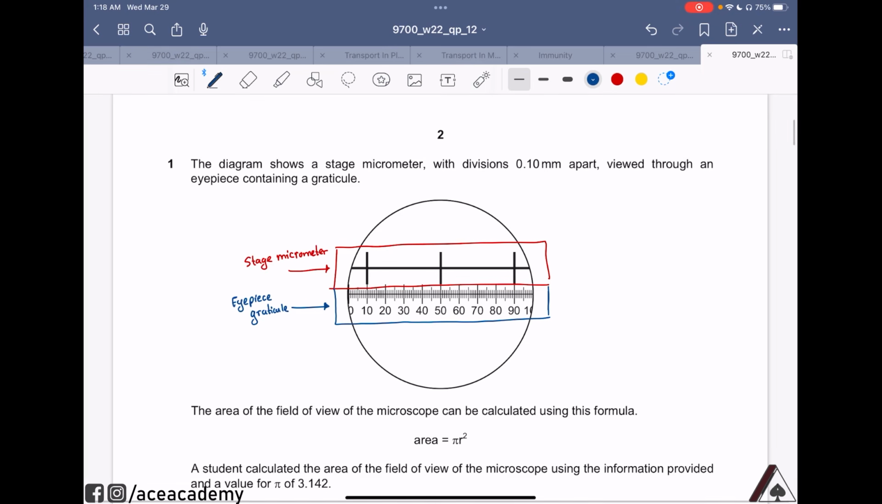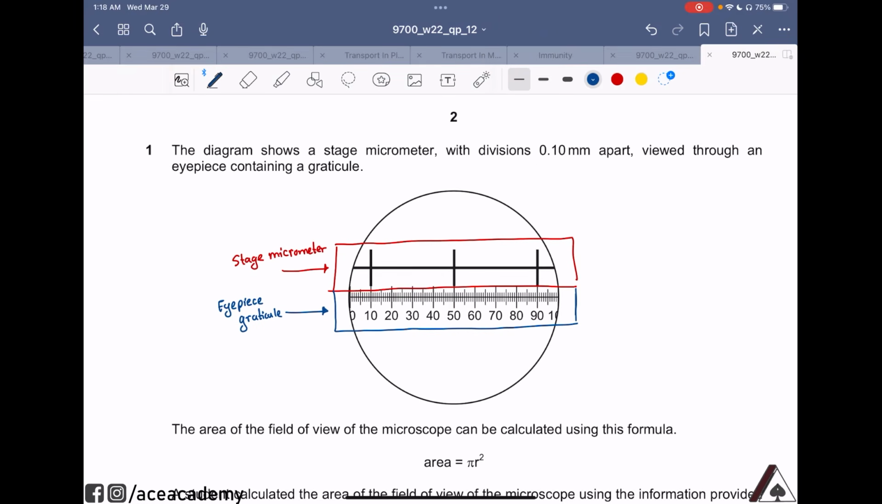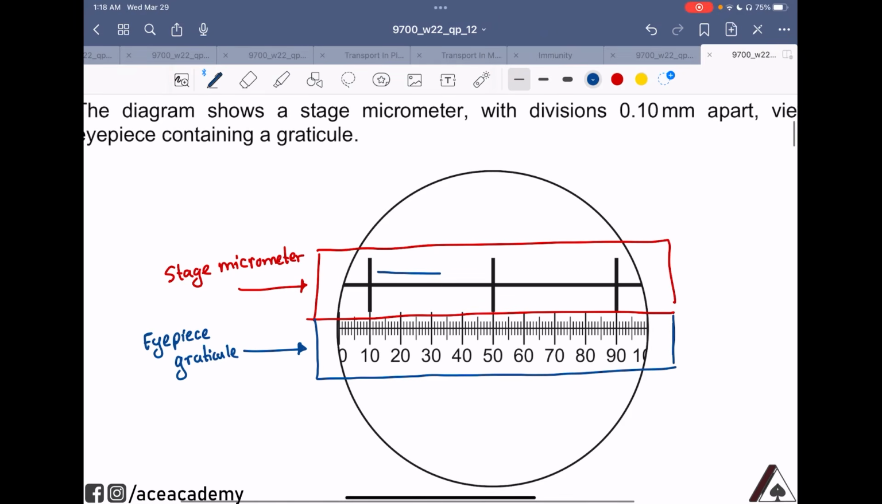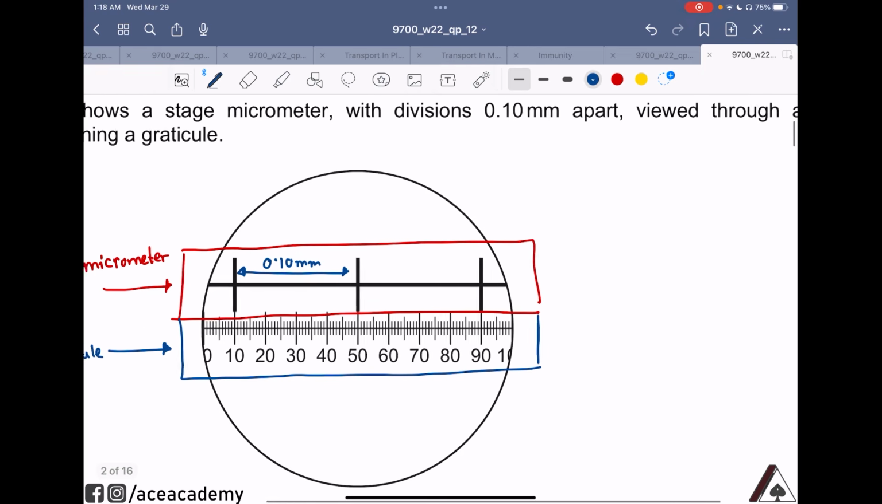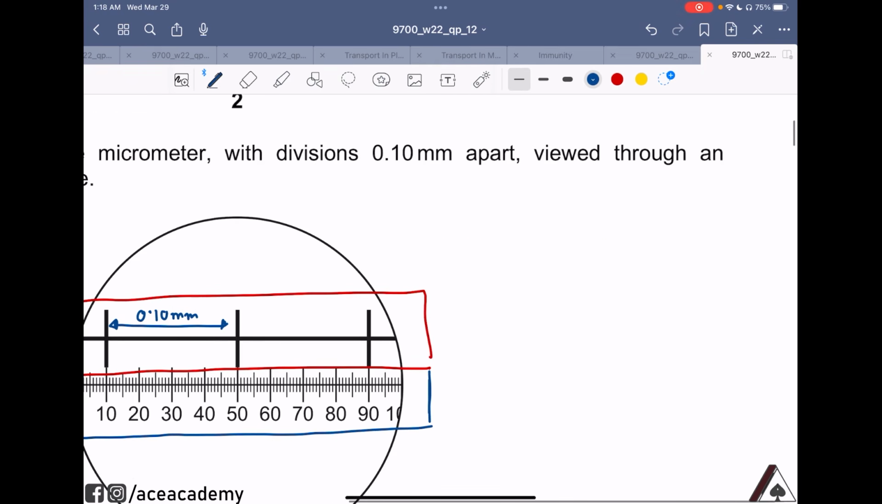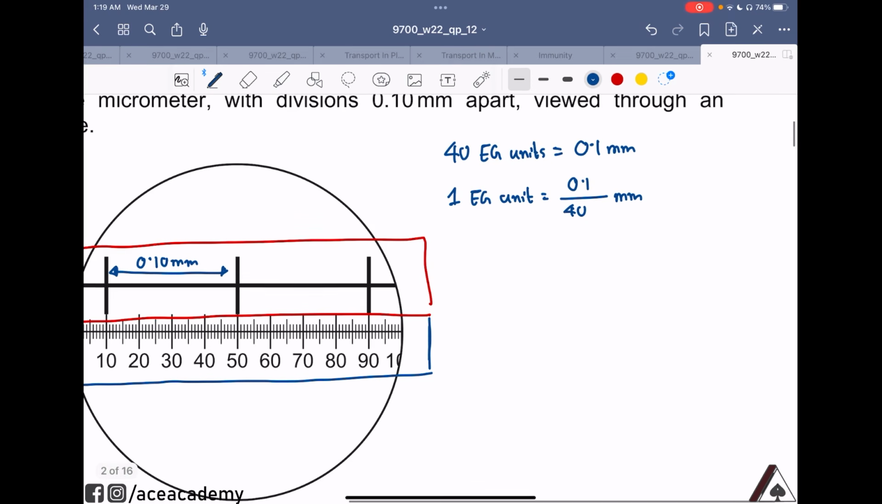So the question says that the stage micrometer has divisions 0.1 millimeters apart. So this entire thing is 0.10 millimeters apart, and this refers to 50 minus 10, which is 40 eyepiece graticule units. So 40 eyepiece graticule units equals 0.1 millimeters. 1 eyepiece graticule unit equals 0.1 by 40 millimeters. Therefore, this is 2.5 times 10 to the power minus 3 millimeters.